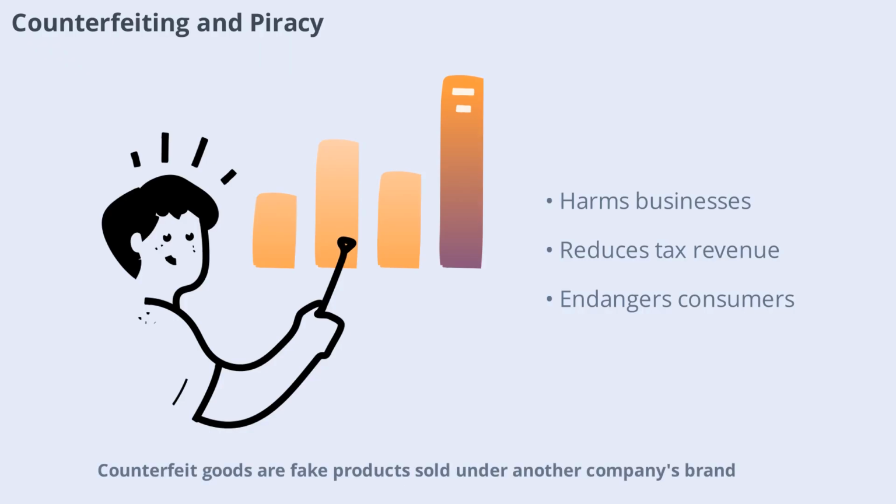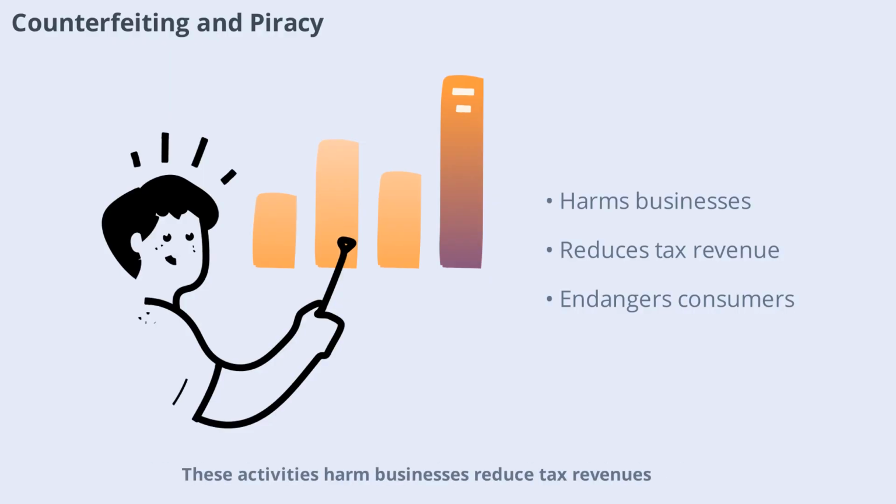Counterfeit goods are fake products sold under another company's brand, while piracy involves unauthorized copying of copyrighted works. These activities harm businesses, reduce tax revenues, and can even endanger consumers. Combating counterfeiting and piracy requires strong IP laws, effective enforcement, and international cooperation.